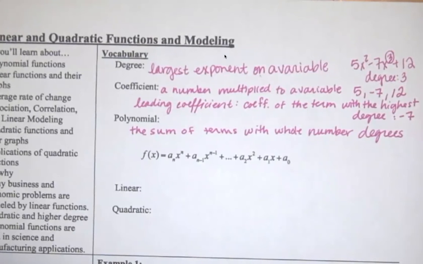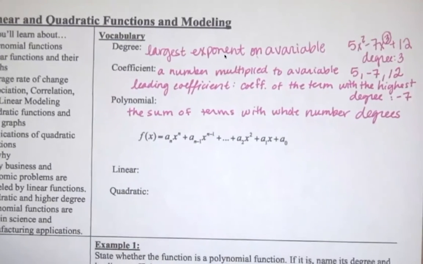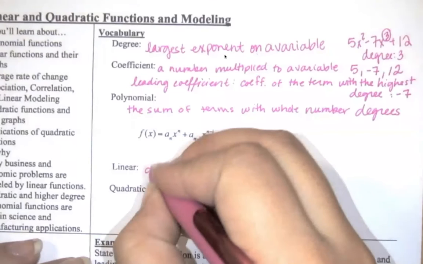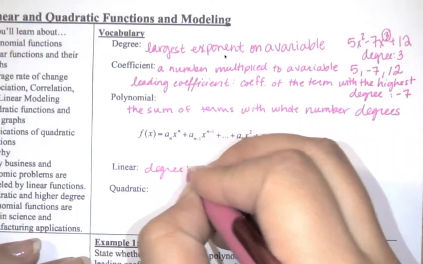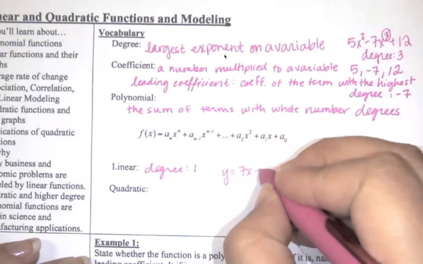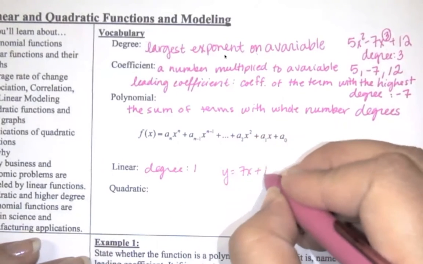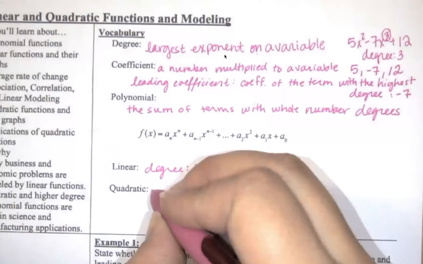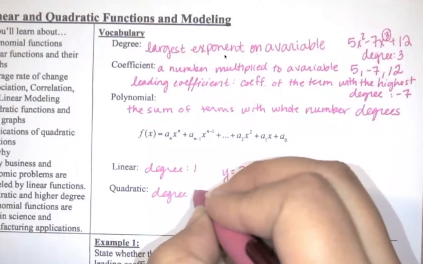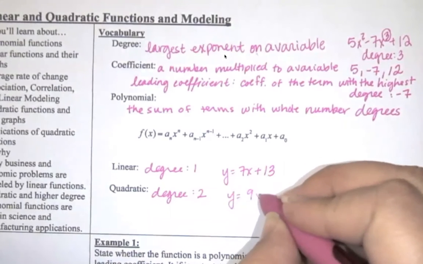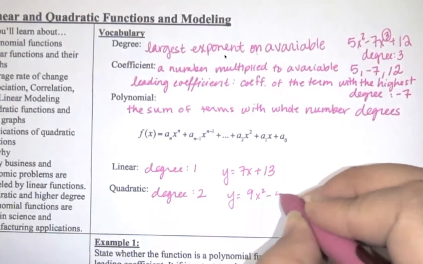A couple special polynomials that we're going to focus on today are our linear polynomials. A linear polynomial is degree 1. The degree is 1, so that's something like y equals 7x plus 13. Okay, a degree 1 polynomial. And then quadratic is degree 2. Something like y equals 9x squared minus 4.